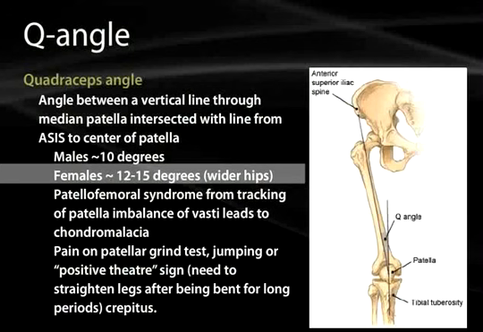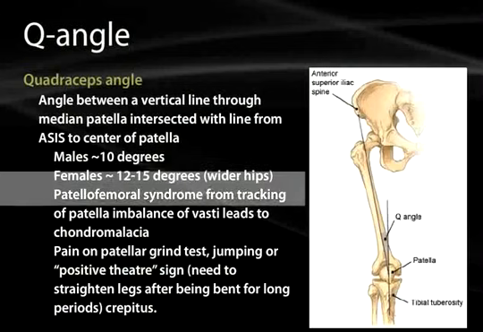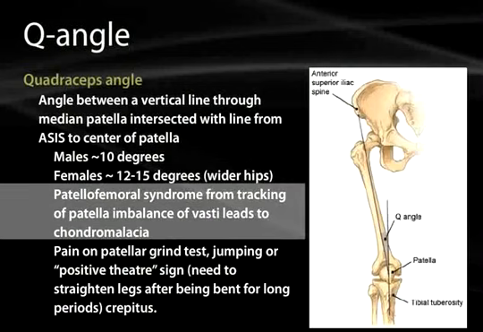The significance of having wide hips and a large Q-angle is that it makes you more susceptible to patellofemoral syndromes, which oftentimes are results of poor tracking of the patella in the femoral condyles. And with this poor tracking, either through muscular imbalance or widened Q-angle, it can lead to pain and chondromalacia with the breakdown of the posterior surface of the patella.